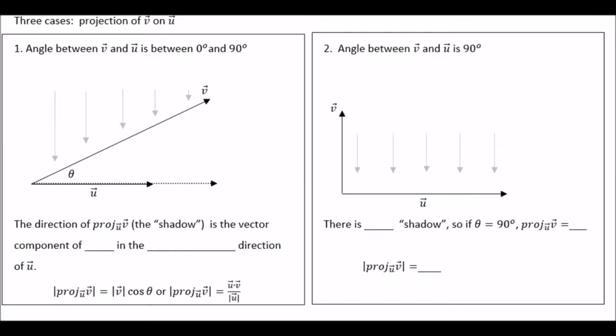Alright, so here I'll show you some examples. So the first one, projection of V on U. The angle between V and U is between 0 and 90. So here's my angle V, I'm projecting on angle U.